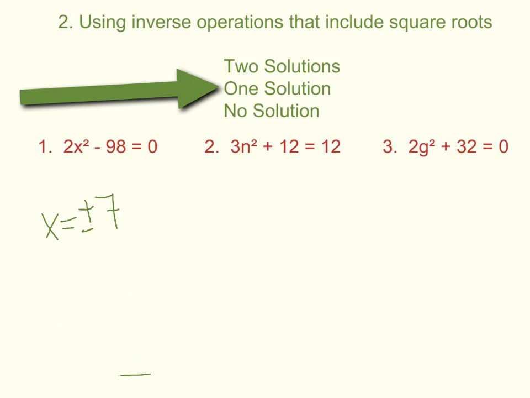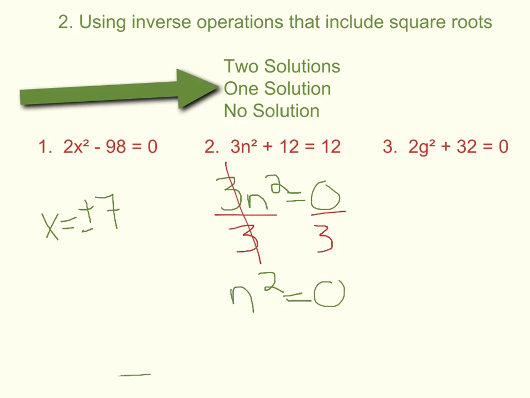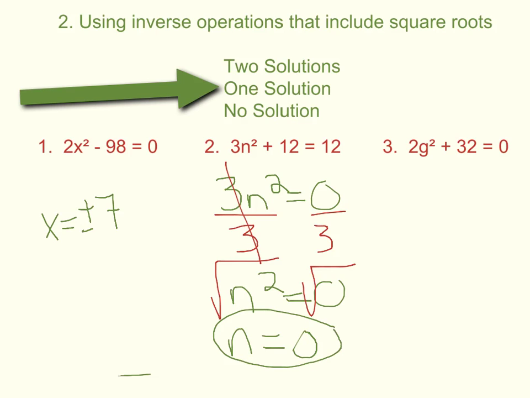Okay, we're going to follow the same steps for number 2. We're going to start by subtracting 12 on both sides. And when you do 12 minus 12 on the right side, you'll get 0. Now, to continue solving, we want to divide both sides by 3. And 0 divided by 3 is still 0, so now n squared equals 0. What number, when you square it, gives you 0? Well, you square root both sides, n equals 0. And that right there is your only solution. So here's the example where you have exactly one solution.